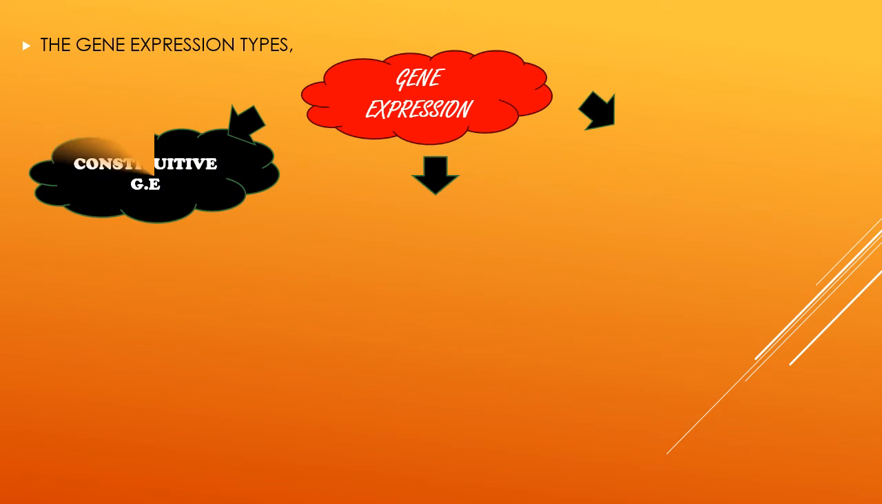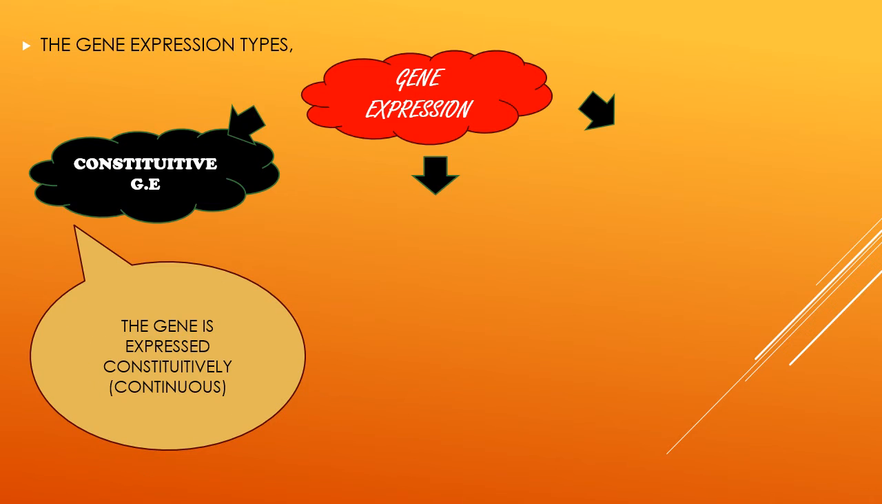Constitutive gene expression. First we can see about constitutive gene expression. Here the gene is expressed constitutively, that is continuously. Continuously this gene will be active. Without any signal, constitutively this gene will be active and producing protein. This will be responsible for certain proteins which are needed by the body all the time.